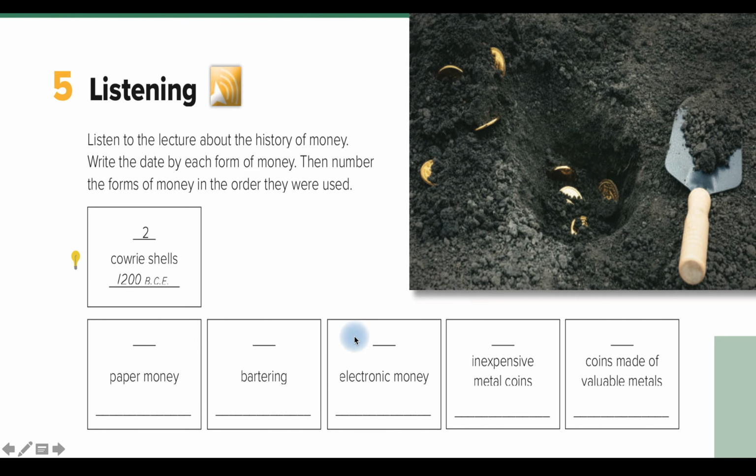And electronic money, which is digital money, usually in banks. Now inexpensive metal coins, which are coins made from cheap materials. We have as well here coins made of valuable metals, such as silver coins or gold coins.